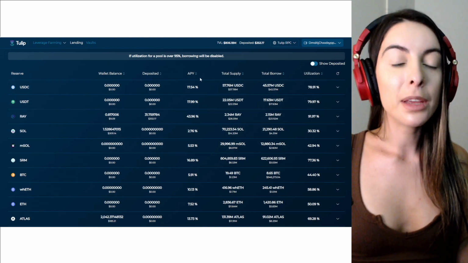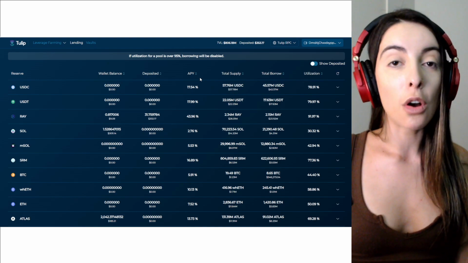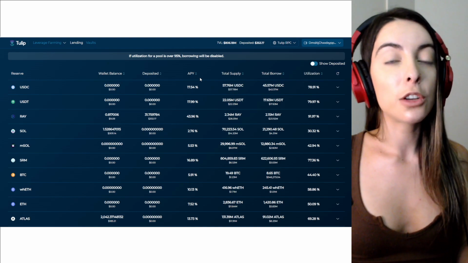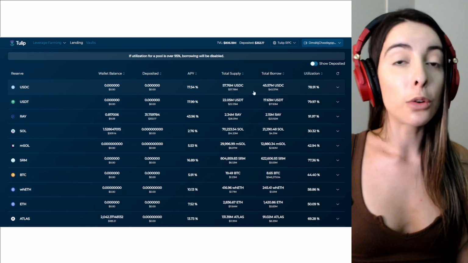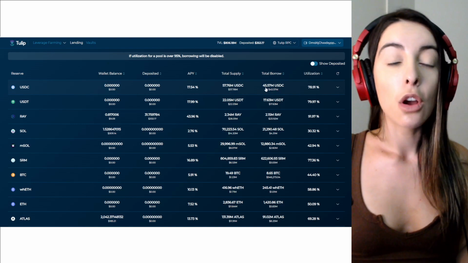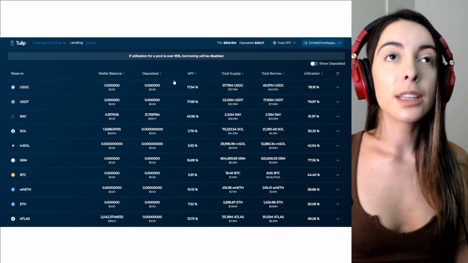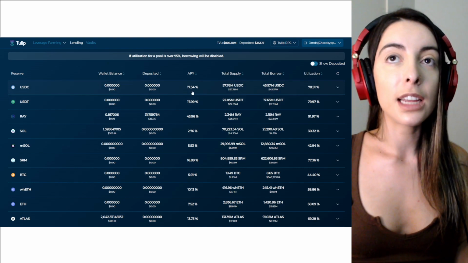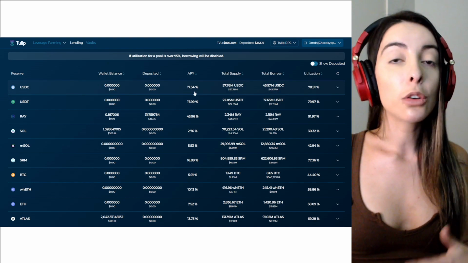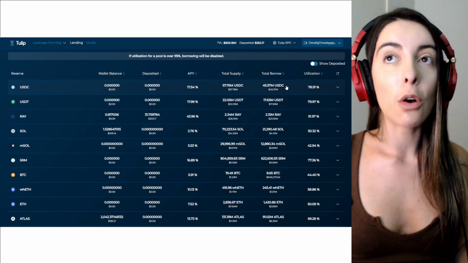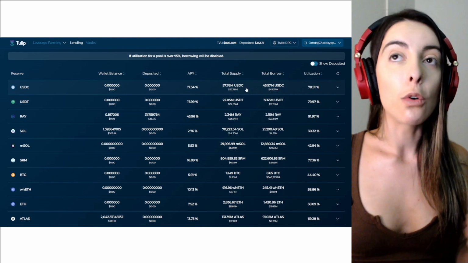Firstly, your APY for lending your token out is not fixed. That means it's going to fluctuate according to the total supply or total demand of that token. So you can see here that USDC is at 17.54%. This could go up or could go down depending on the total amount that's borrowed or supplied.